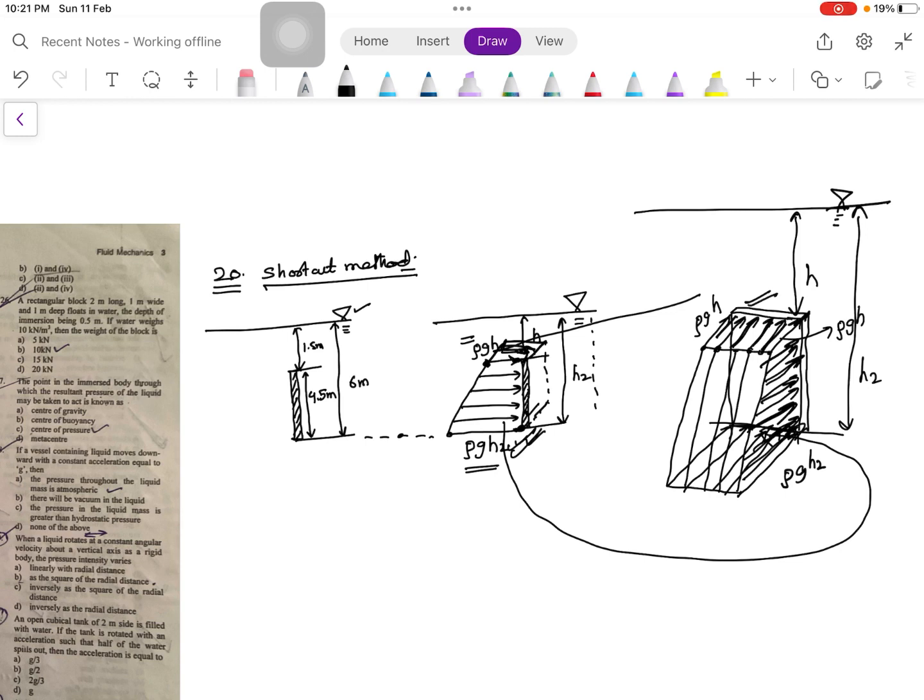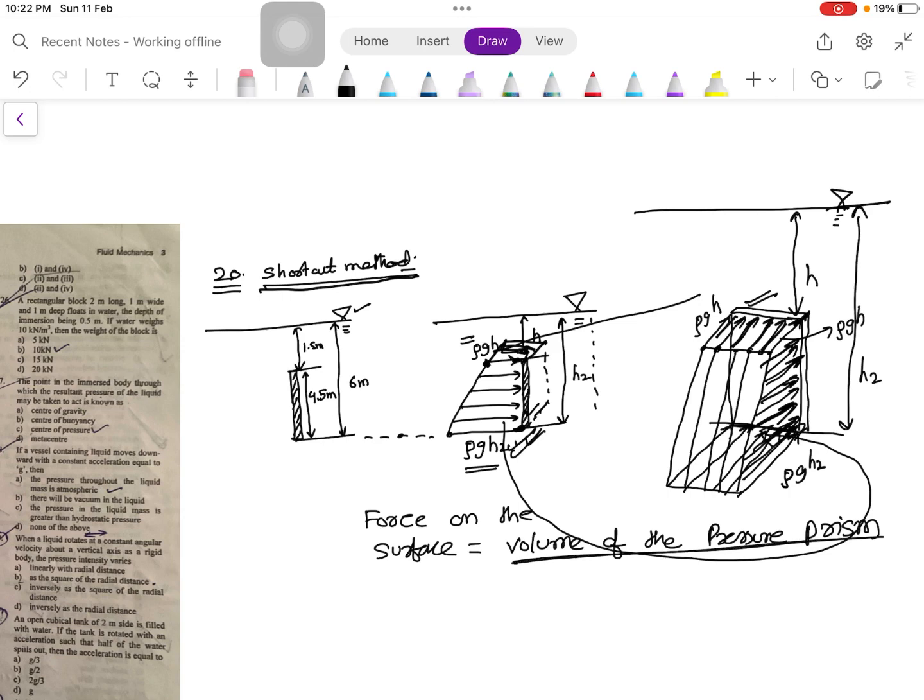So what this shortcut method says, we can use this as a shortcut method to find the force on a plate immersed in water, or force on any surface immersed in water, and the location of its center of pressure. So we have to remember that the force on the surface immersed in a liquid equals the volume of the pressure diagram, or what we call a pressure prism. So we have to remember this.